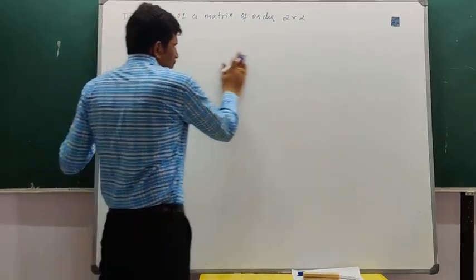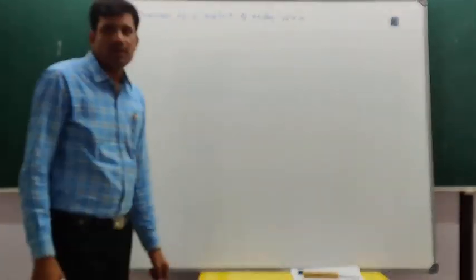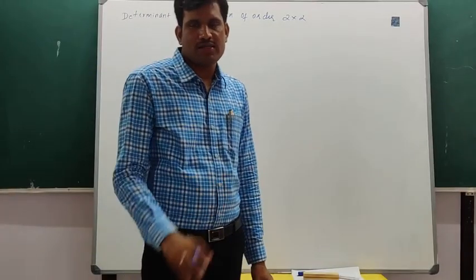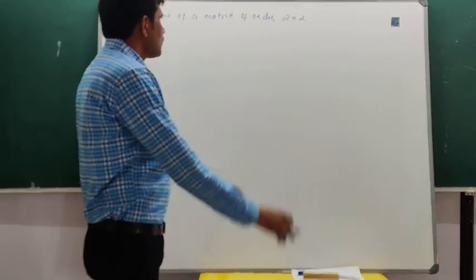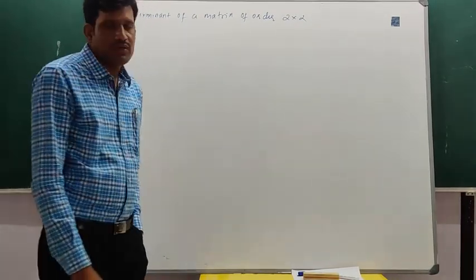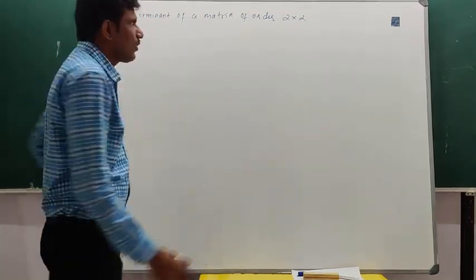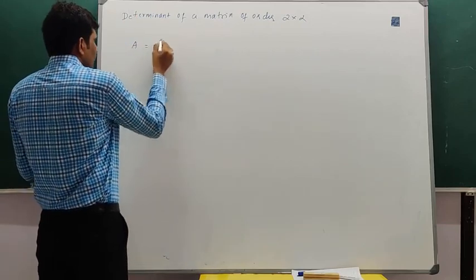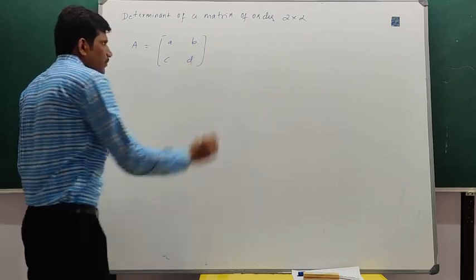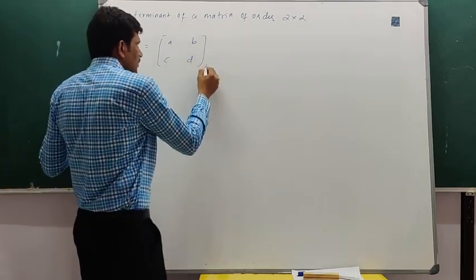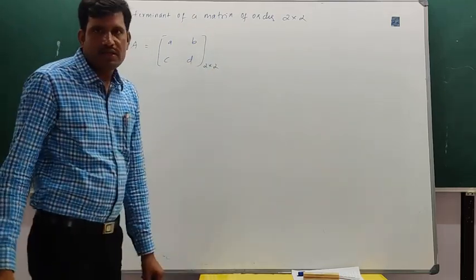I already told you that a determinant is defined only for a square matrix. What is a square matrix? A matrix in which the number of rows is equal to the number of columns. Now how do we expand the determinant of a matrix of order 2 cross 2? Suppose matrix A in general is A, B, C, D, so the order is 2 cross 2.